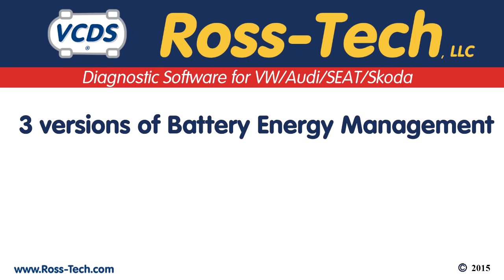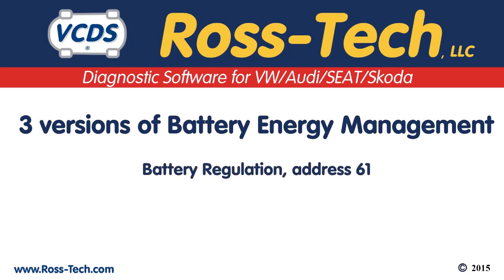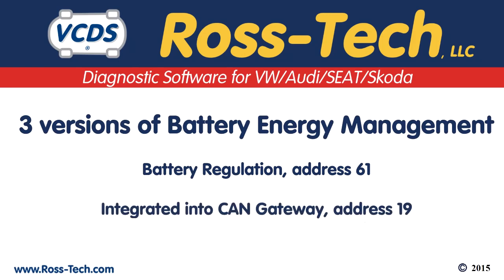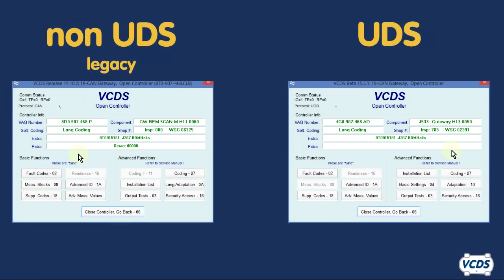There are currently 3 versions of battery energy management. The original version is a standalone system, battery regulation, address 61. The other 2 are integrated into the CAN gateway module, address 19. With the CAN gateway, there is a non-UDS and the UDS version. To tell the difference between the non-UDS and UDS version, when you connect to the CAN gateway, on the Open Controller screen, look at the protocol. If it is the UDS type, then it will say UDS.